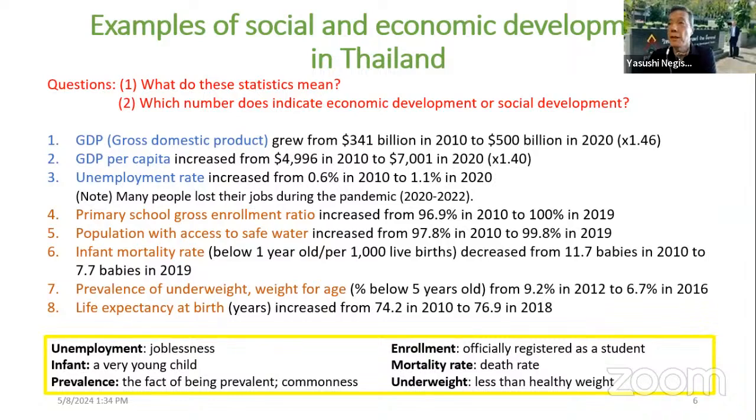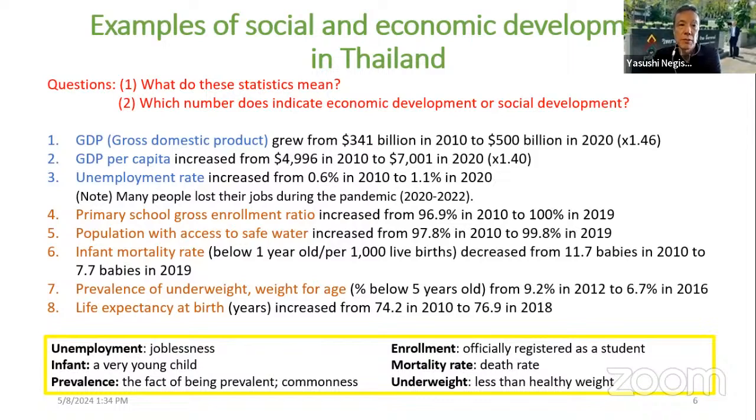The third is the unemployment rate. The unemployment rate is the number of people who are unemployed as a percentage of the total labor force. Thailand's unemployment rate, 0.6% in 2010, increased to 1.1% in 2020. These numbers are relatively low compared with other countries' unemployment rates. And we understand this unemployment increased in 2020 since we had the COVID-19 pandemic in that year.